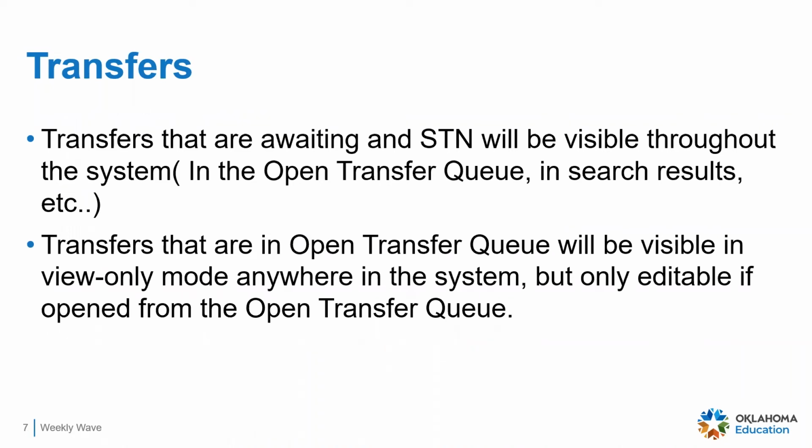Also, right now, when you have a transfer that's awaiting STN, you're not able to see that. This will be visible throughout the system in the open transfer queue and in search results beginning tonight or tomorrow. So that will be helpful. So it aligns and you know that that particular student is awaiting an STN. Also, transfers that are in the open transfer queue will be visible for view only mode anywhere in the system, but you can only edit it when it's in the open transfer queue. So like editing your grade level, you can only do that in the open transfer queue.